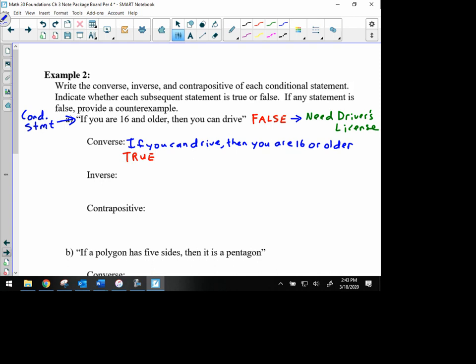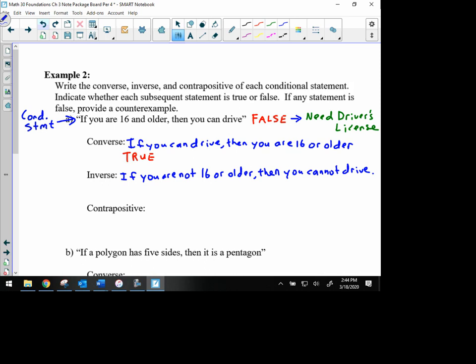So the inverse of the conditional statement, remember, that's when we negate that conditional statement. So the inverse here would be, back to this conditional statement here, we're going to negate that. So the hypothesis and the conclusion will add a not. If you are not 16 and older, then you cannot drive. So that would be the inverse.